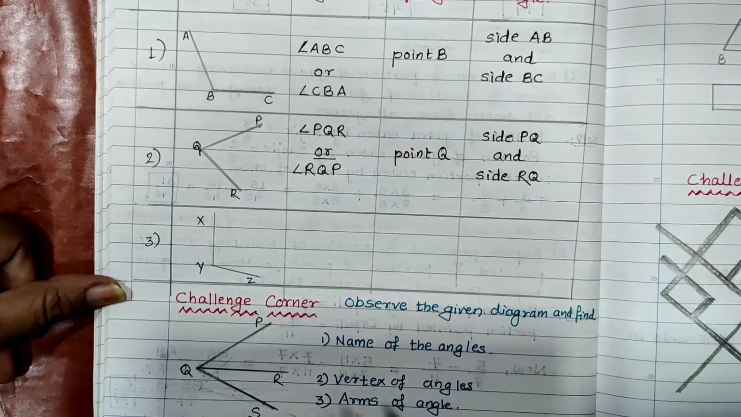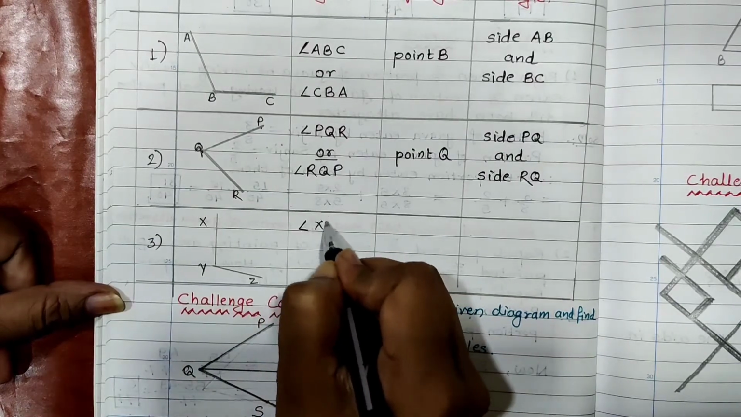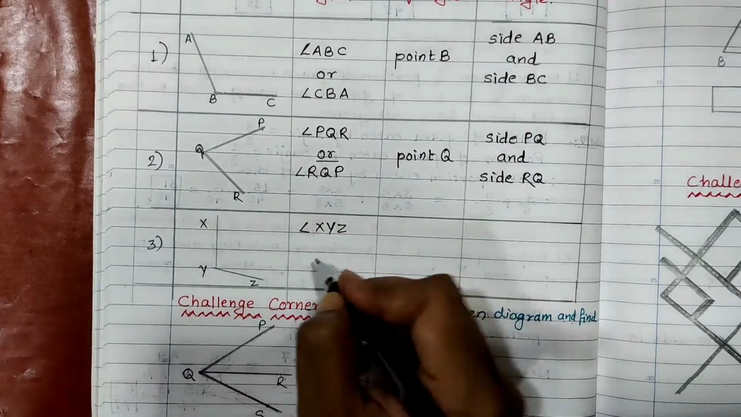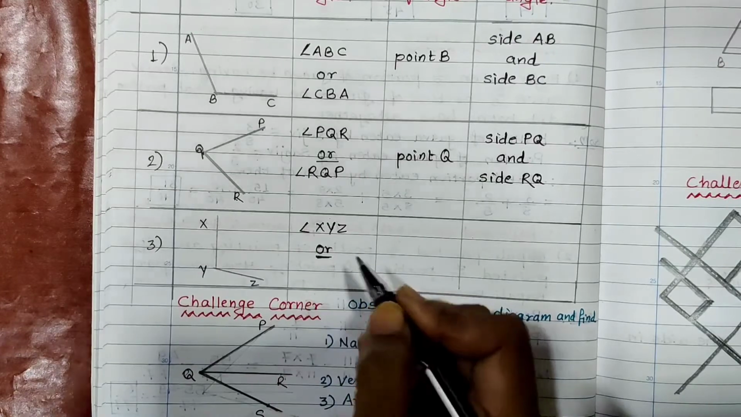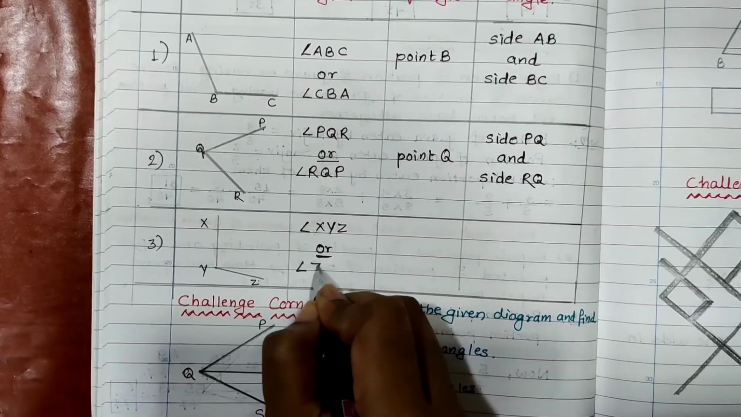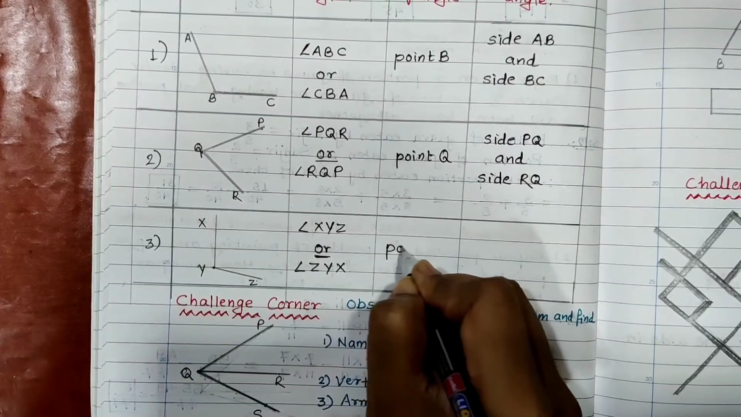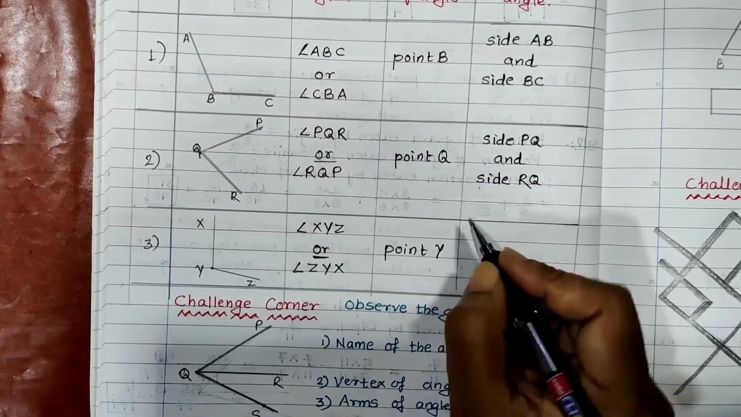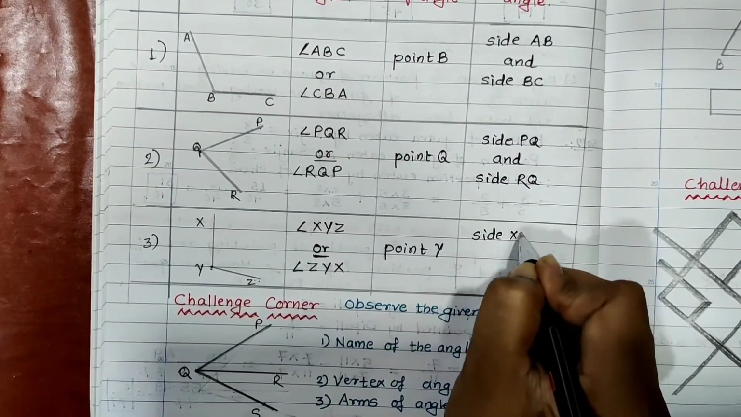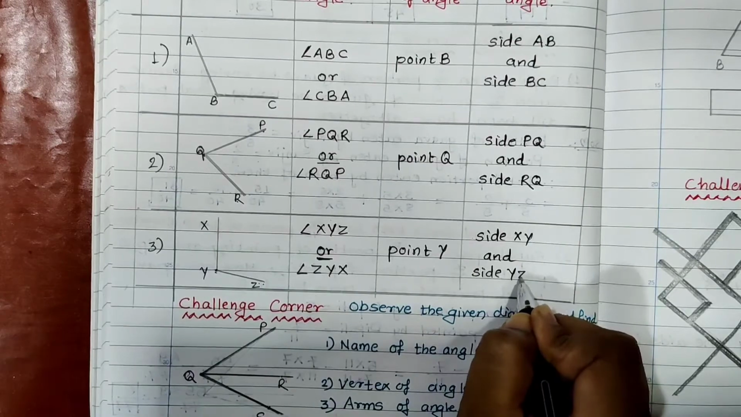Okay. Next one, XYZ or ZYX. So angle XYZ. While writing the name of an angle, the symbol of the angle should be written carefully, so that we can identify this is the name of an angle. So angle XYZ and angle ZYX. Point Y is the vertex. And which are the arms? Side XY and side YZ are the arms.